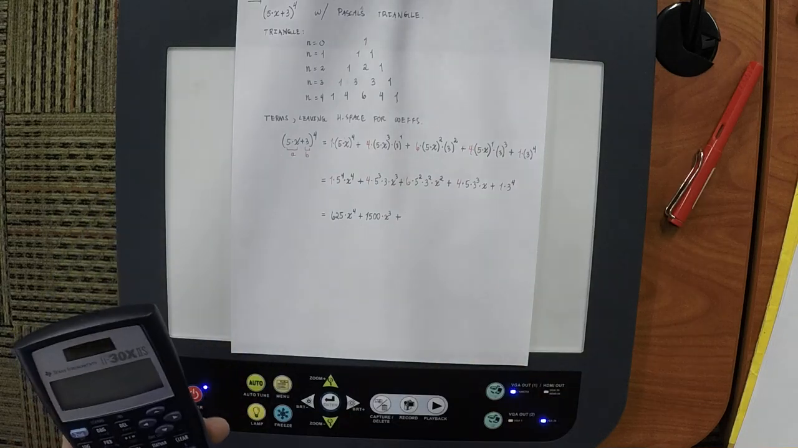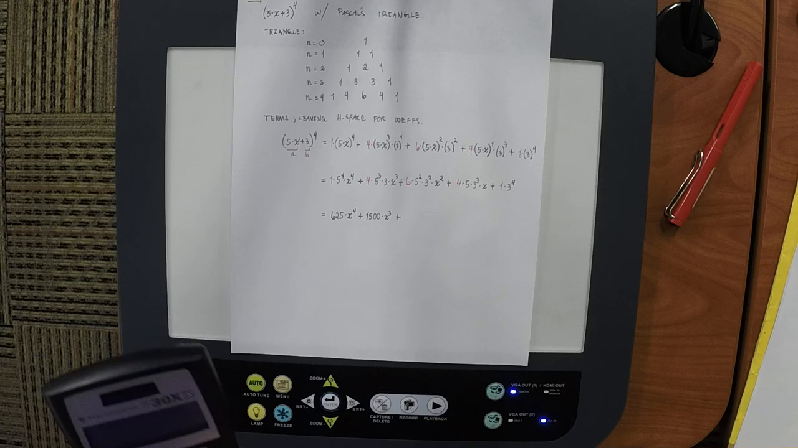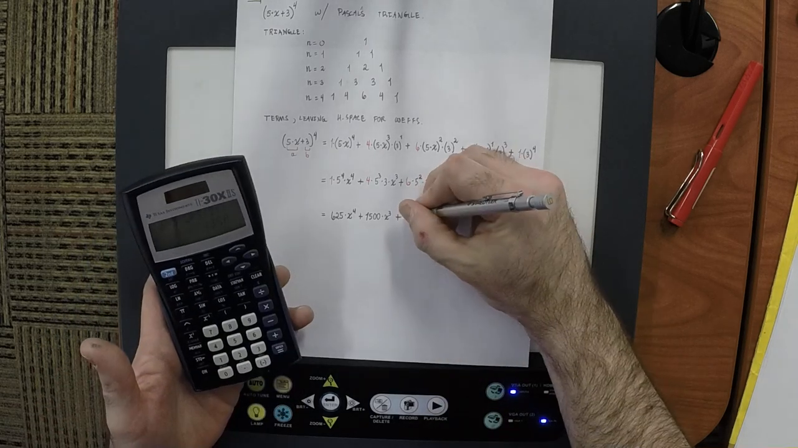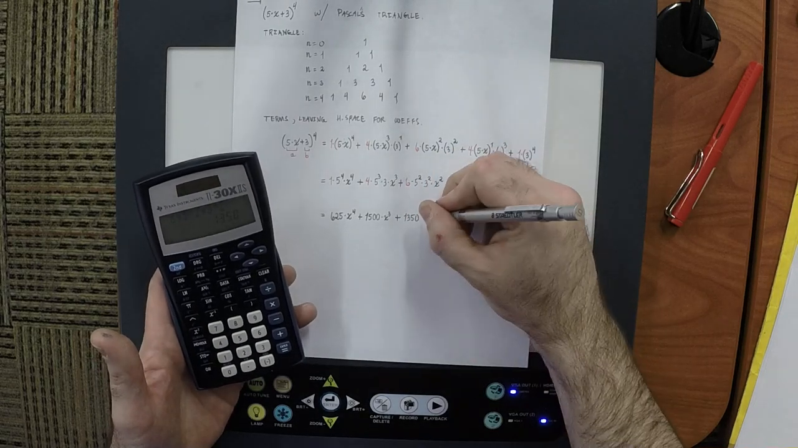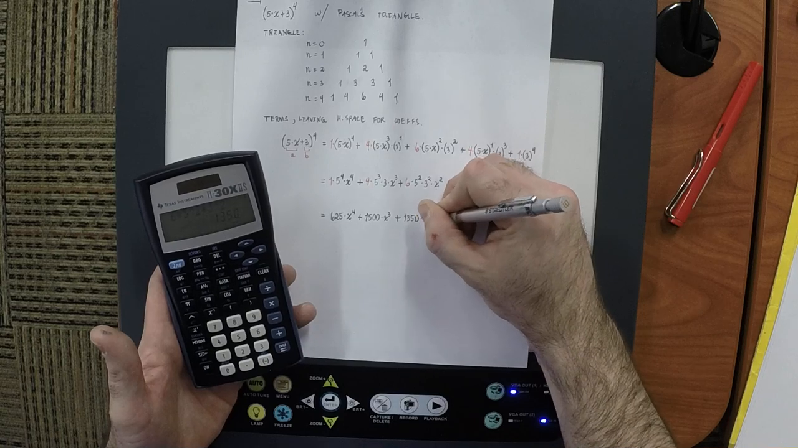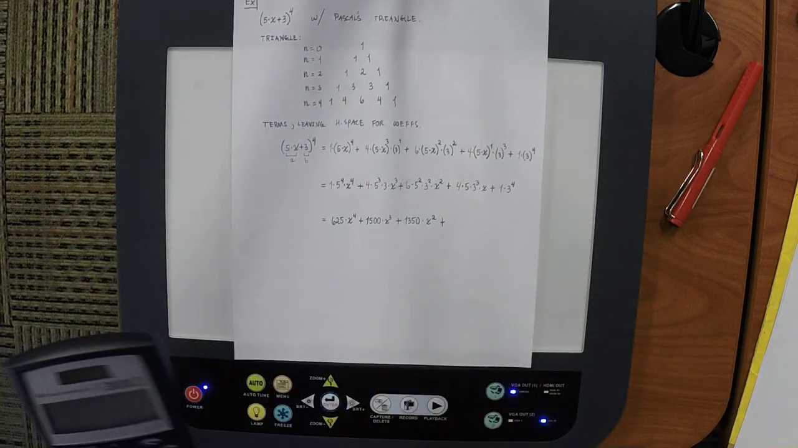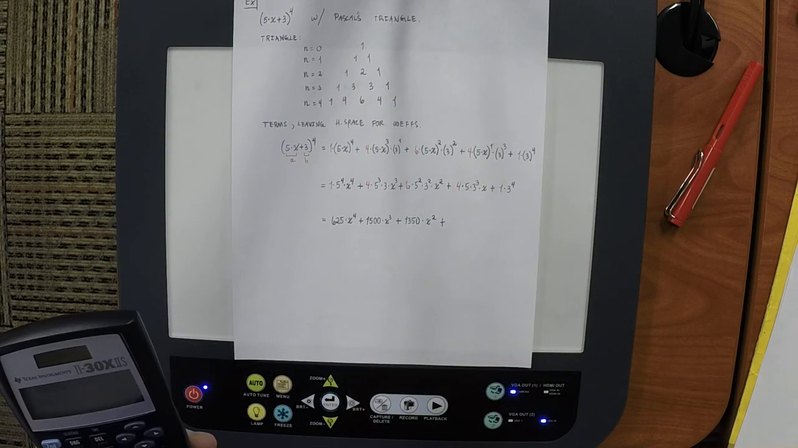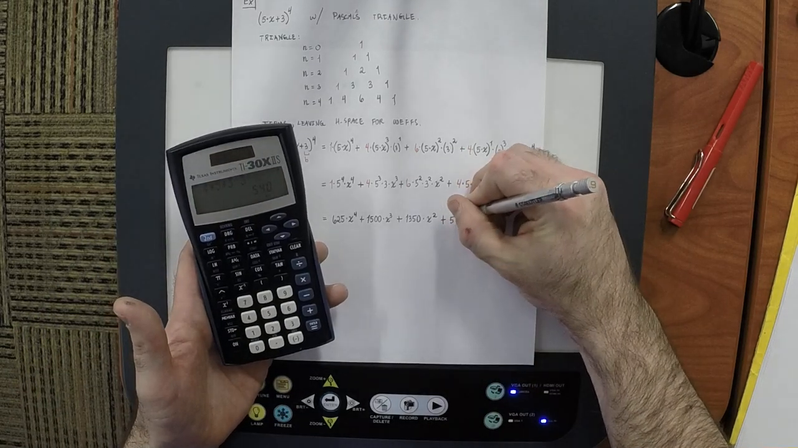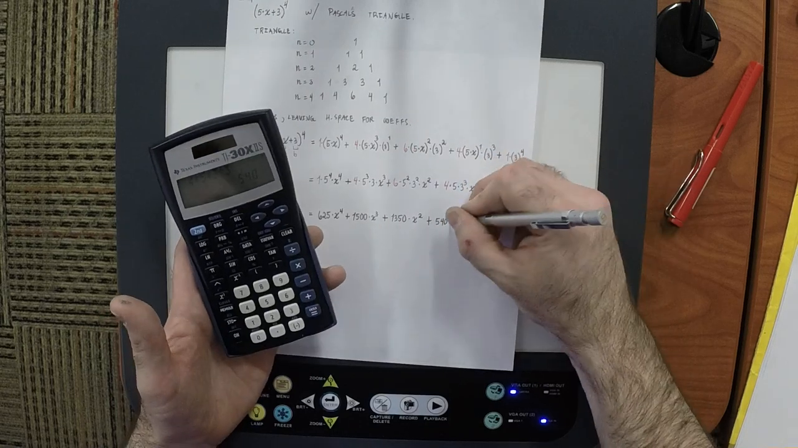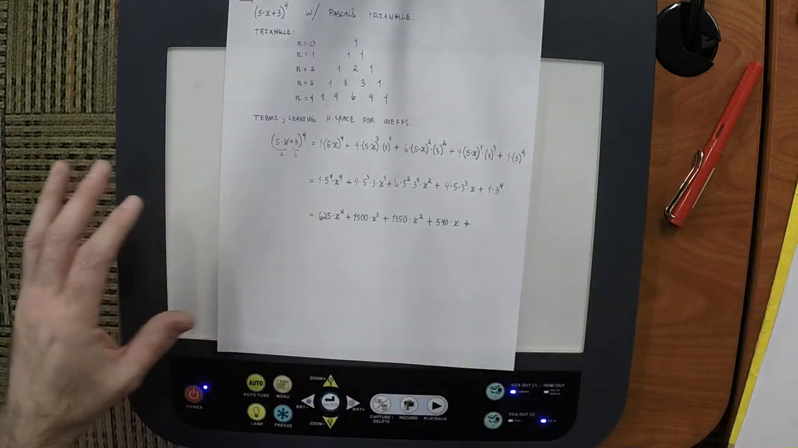Next, 6 times 5 squared times 3 squared. 1350 x squared. Next, 4 times 5 times 3 cubed, 540 x. And then finally, one I can do in my head, 81.